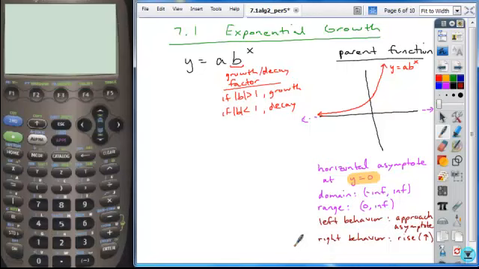Now again, the left and right behavior could possibly change. Although on the graphs that you're going to see in this section, the left behavior will always approach the asymptote. The right behavior will either rise or fall depending on whether this a value, that multiplier out front, is positive or negative.